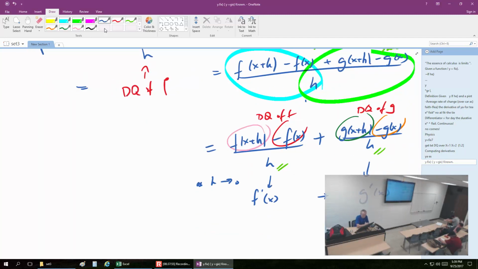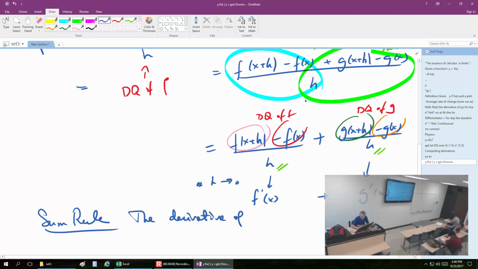So let me just state it. The conclusion, called the sum rule. The derivative of the sum is the sum of the derivatives. There's a little bit of a condition that has to be verified before you apply the theorem. So provided the functions are differentiable.